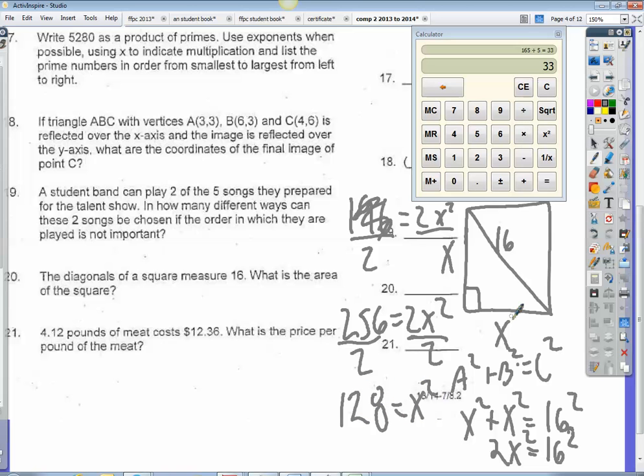Now here's the thing. We don't care about what the side length is. We just care about the area. The area is x times x, or x squared. So here's your area right here. And finally, that last one's wrong.